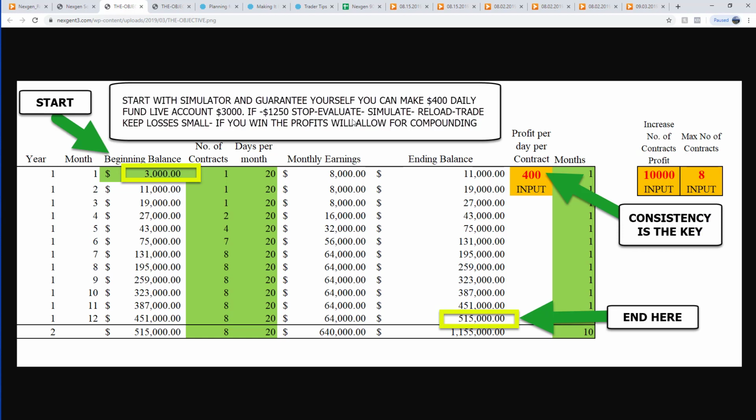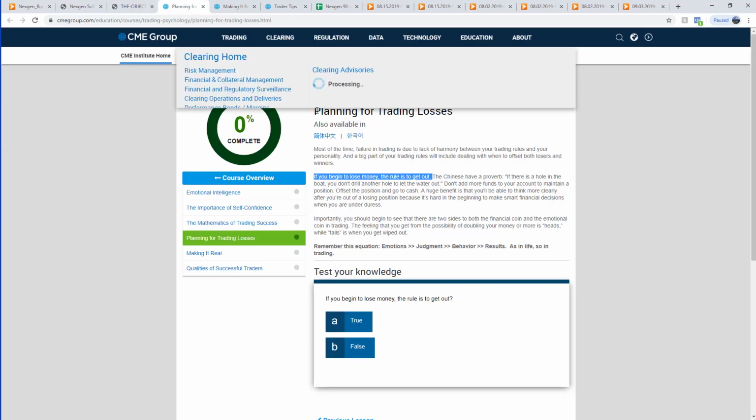And the internet is littered with people who've lost 20, 30, 40, 50, 60, 80, 100 grand. And it's because they just don't stop. They drill more holes in the boat. They double down. They do crazy things. And, again, you have to plan for some losses.